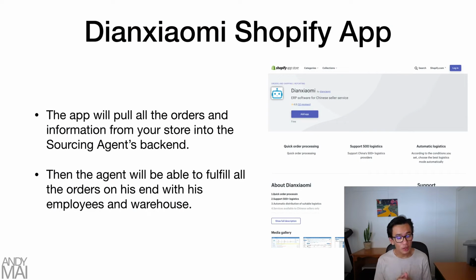And what the app does is it pulls all your orders and information from your store into the sourcing agent's backend. Then the sourcing agent will be able to fulfill all the orders on his end with his employees and warehouse, and it's very streamlined and simple. Like you don't have to send your agent a CSV file every single day. That's what you did back in the day. Now everything is just so easy with apps and integrations, and this is what people are currently doing, and you guys are getting it firsthand. You no longer have to send your sourcing agents old school CSV Excel files anymore.